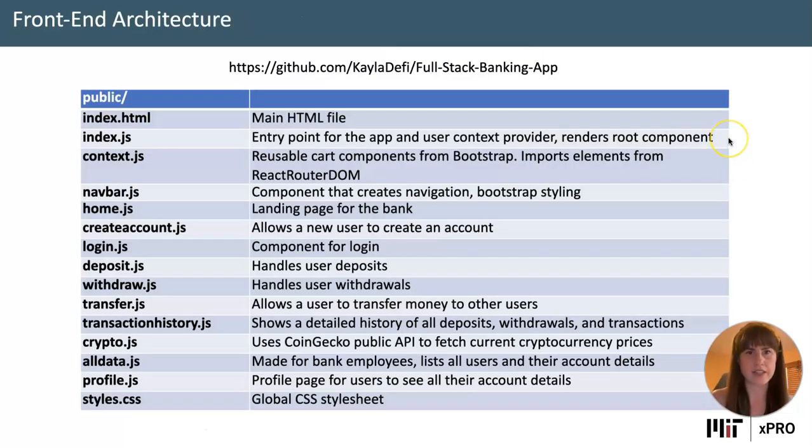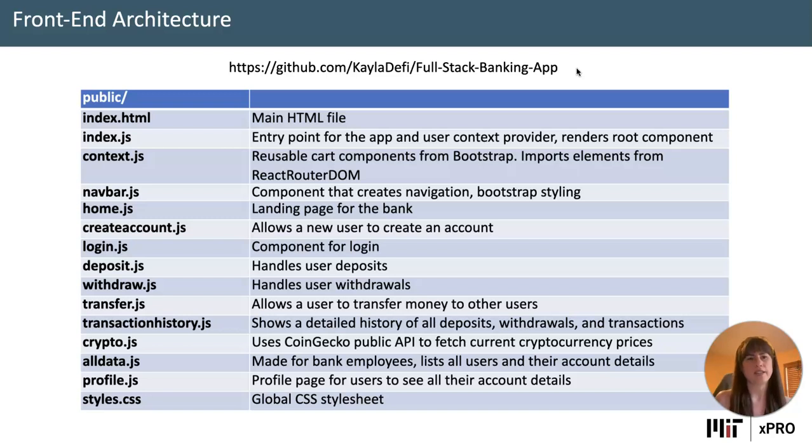This is the front end architecture of my app. All my front-end files are in a public folder. You can view the code here at my GitHub repository link. Index.html is the main HTML file. It loads Bootstrap, Google Fonts, Babel, React, React Router, and React DOM, and it loads the React components using scripts.